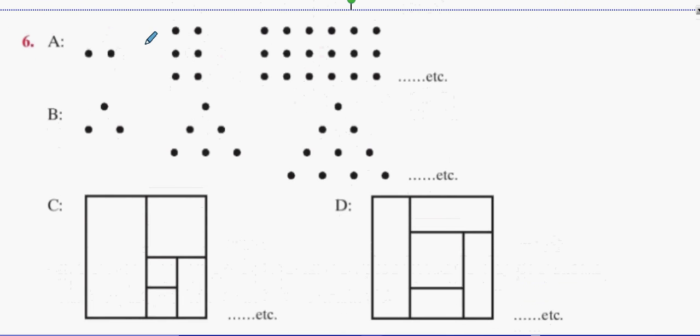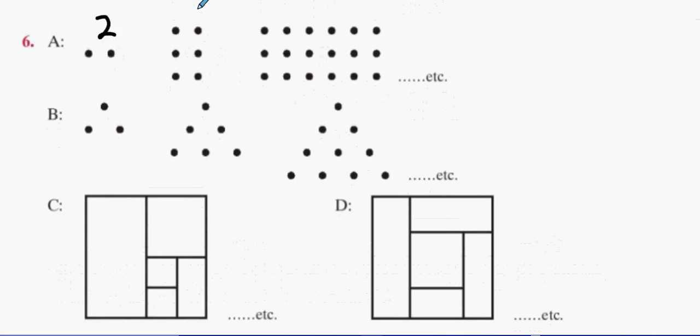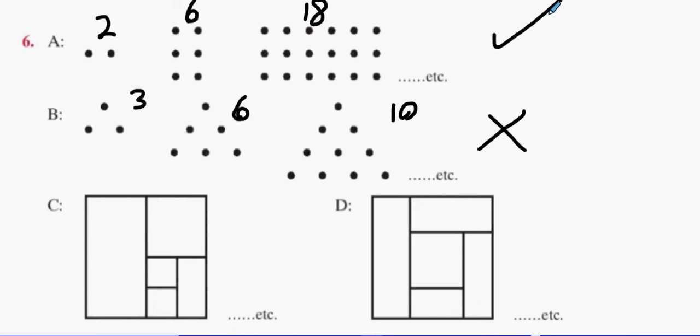Which one of these is a geometric sequence? Let's find out. 2, 6. The next one should be what? How do I know it has to be 18? Anybody tell me? Yeah, 3 by 6. What about this one? 3, 6. What should it be? Should be 12, shouldn't it? Is it 12? It's 10. So that's not a geometric sequence. This one is a geometric sequence.